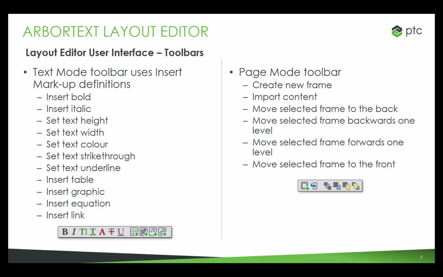The text mode one covers basic tasks which you're going to do when you are working with text. So you can make things bold or italic, you can change the text height and width, you can change the text color. You can also insert underlines and strike-throughs, and you can also insert markup for some specific object types like tables and graphics, equations and links. These can be customized at both the application level and the template level. So when we talk about insert markup definitions later on, you can understand how you can customize those to fit the markup which is being used within your document.